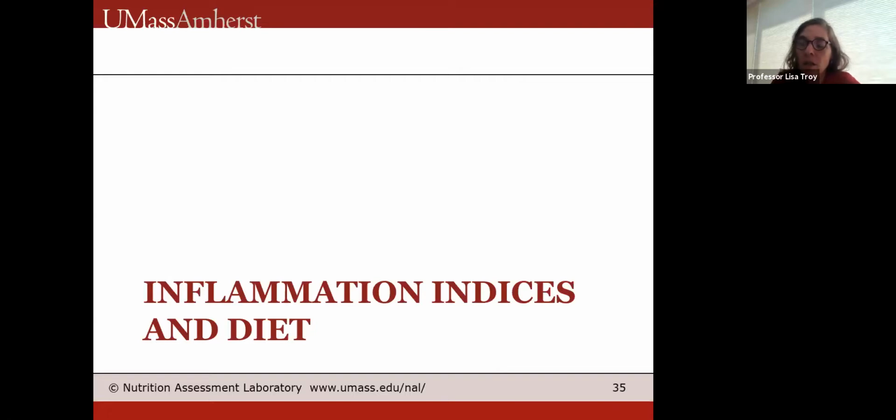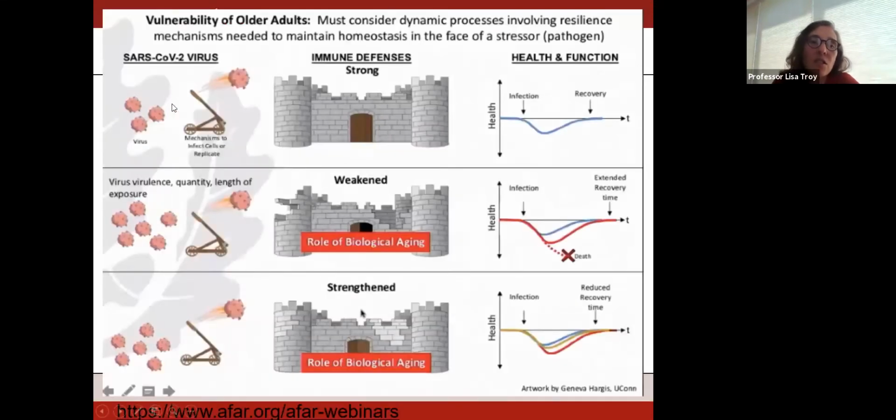We did an inflammation indices and related that to diet to see how diet could be a mediator and the impact of inflammation. This is using COVID-19 and looking at how it impacts immune defenses. When you age biologically, you have a weakened immune defense. We know that, and that the recovery time or death are possibilities, that you have a lengthened recovery time if you have a weakened immune system.